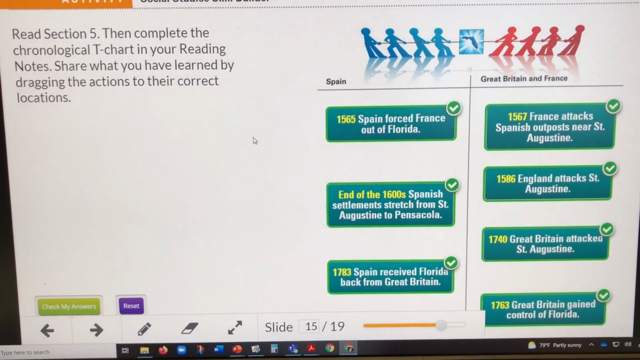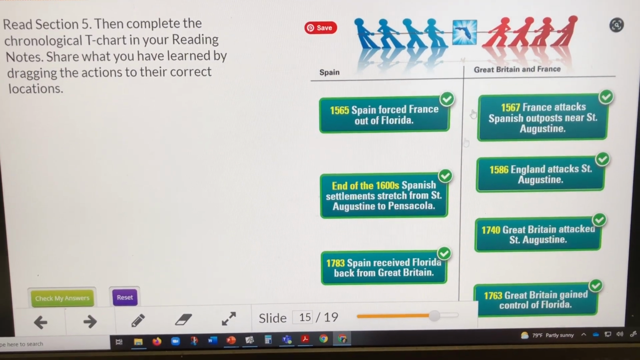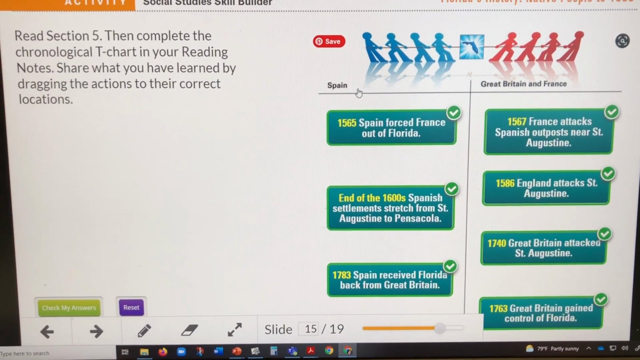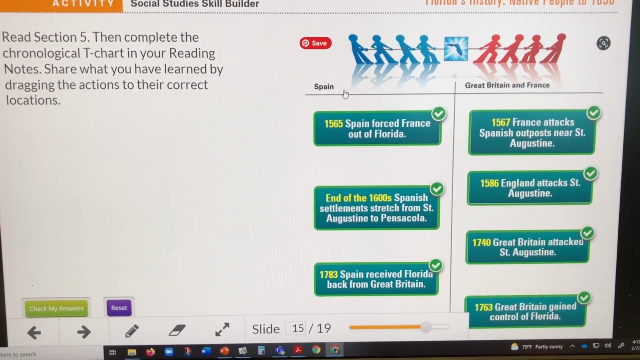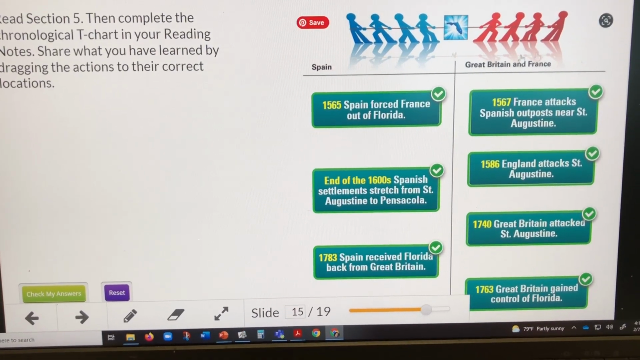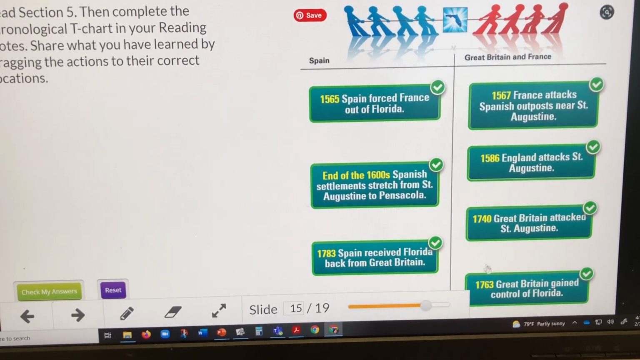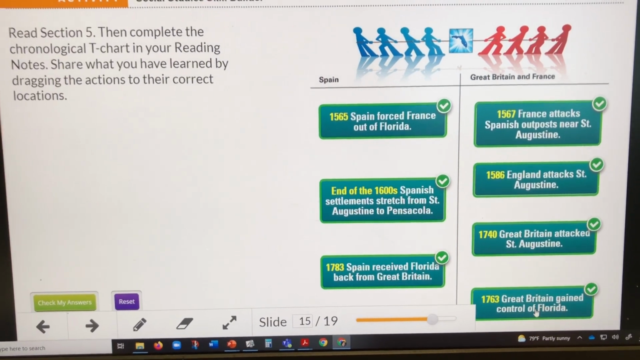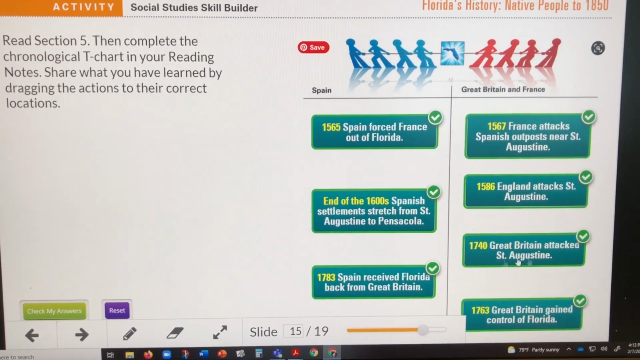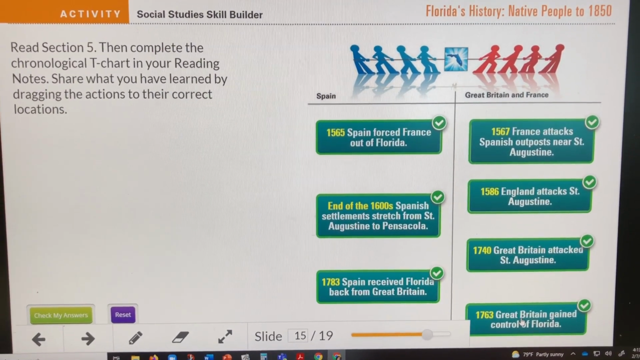And the last one we worked on is a combination of a T-chart plus a timeline. And basically it showed the fight for Florida, how it went from Spain to Great Britain and France and back and forth until the very end of that chapter, which was 1763, where Great Britain gained control of Florida again.